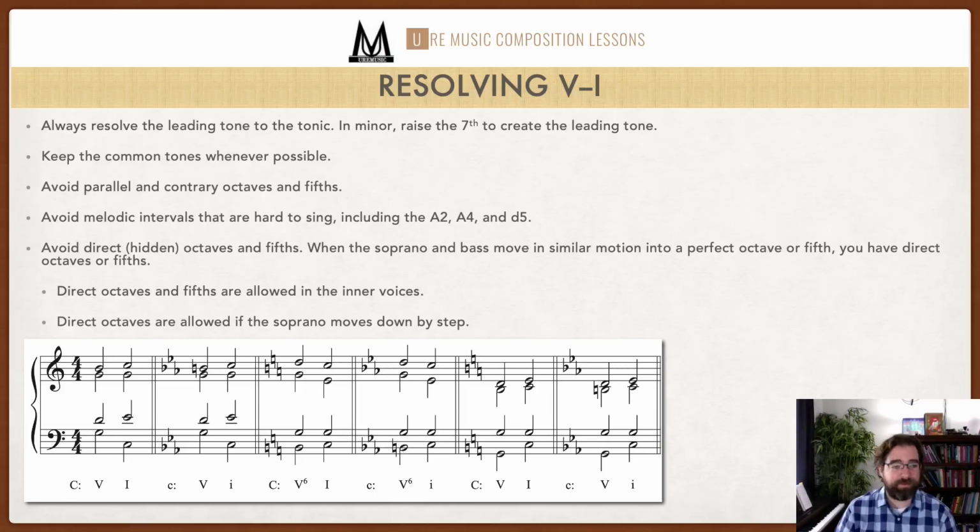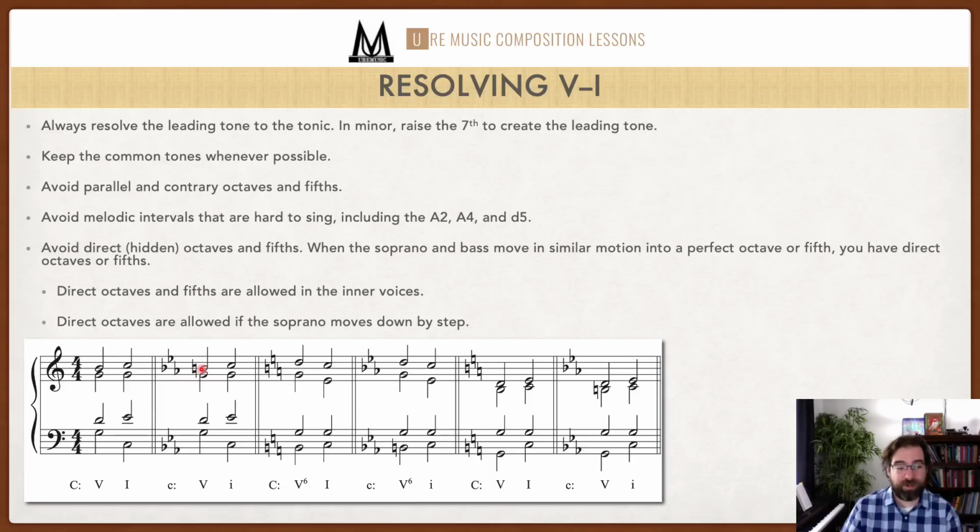Okay, so here are the basic rules. For resolving 5-1, I have several examples of different voicings you can use. Anytime you see 3 flats, it's in C minor. So what I've done here is I've shown you how to do major and minor. Notice between major and minor, the resolutions are exactly the same. They don't change. The only difference is this B needs to become a B natural.